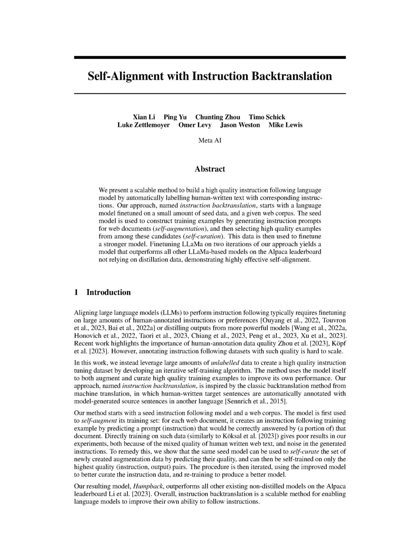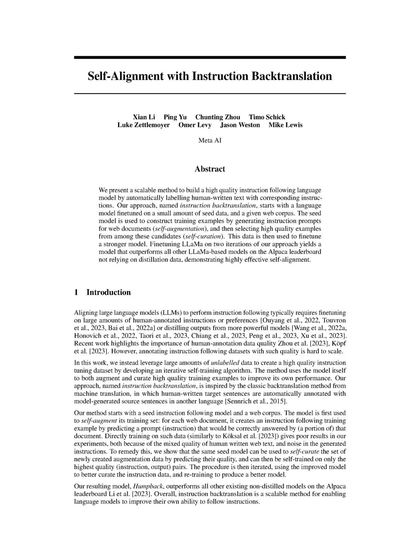Our method begins with a basic instruction following model and a web corpus. The model is first used to augment its own training set. For each web document, it generates an instruction following training example by predicting a prompt or instruction that would be correctly answered by a part of that document. However, training directly on such data has shown poor results in our experiments. This is due to the varying quality of human-written web text and the noise in the generated instructions.